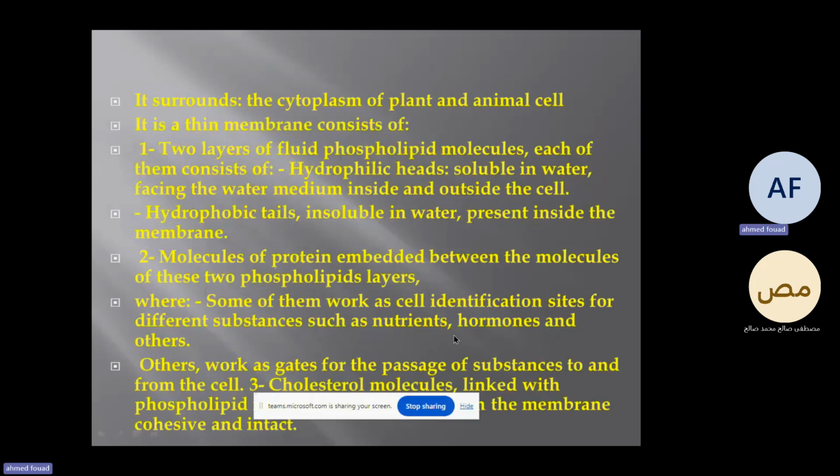Some of them work as cell identification sites for different substances such as nutrients, hormones, and others. Others work as gates for passage of substances to and from the cell. Also, as I mentioned, the cell membrane contains cholesterol molecules linked with the phospholipid to keep the membrane cohesive and intact.